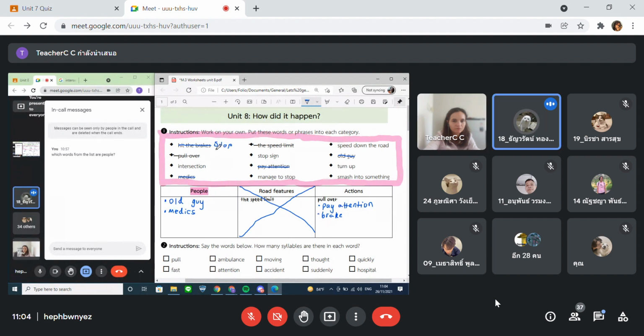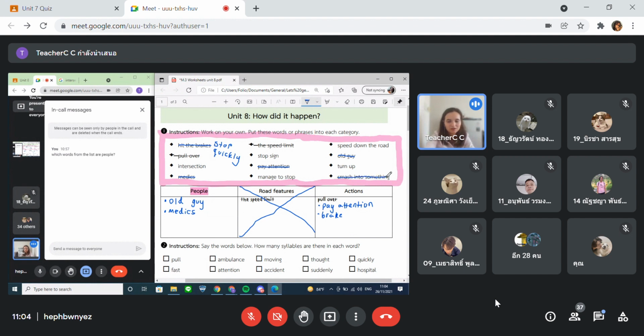Smash into something. Perfect. And what does this mean? Hit something. Hit. Perfect. That's a perfect definition. Smash into means hit, and usually hit quite hard. Yeah, again, a car could smash into another car. It means it's traveling at a certain speed and it hits the other car. Boom.